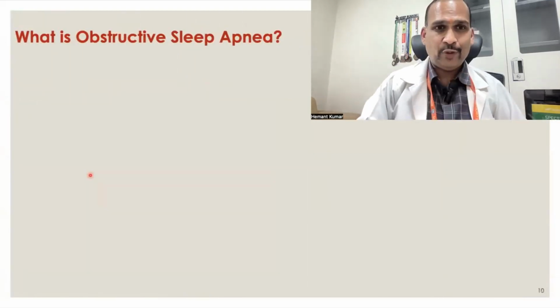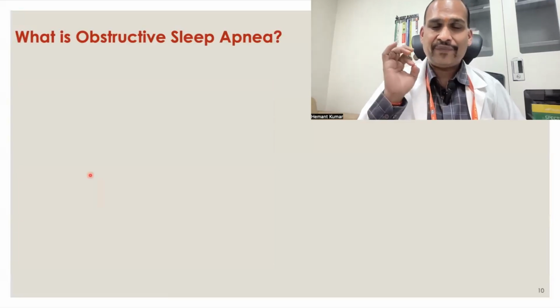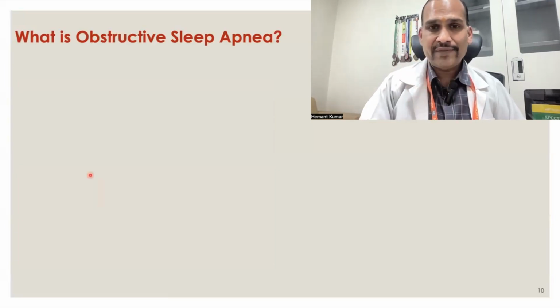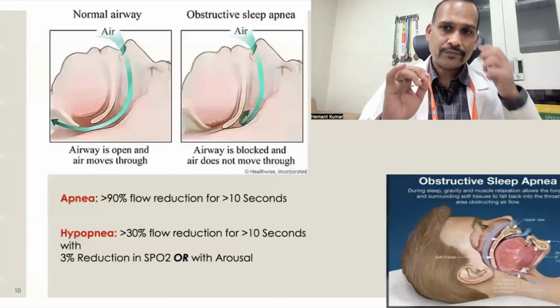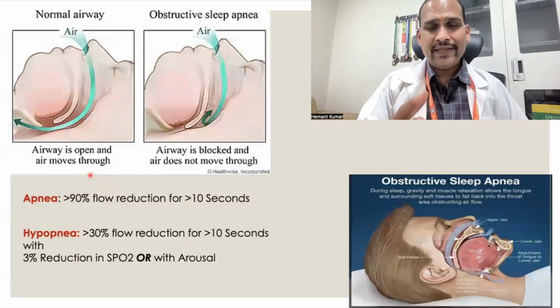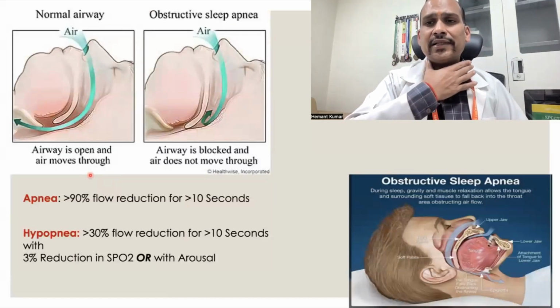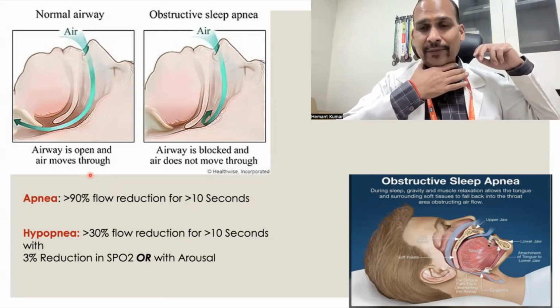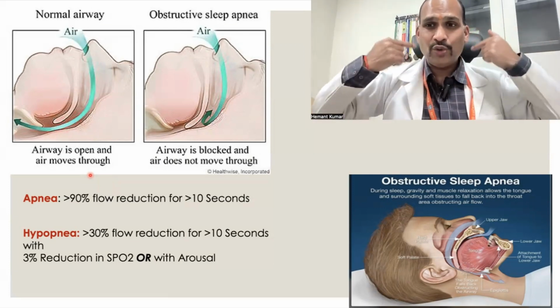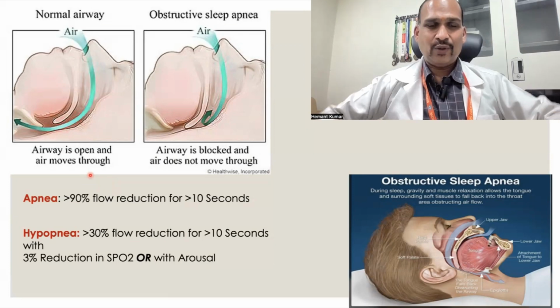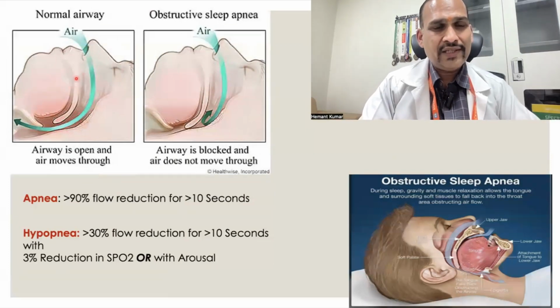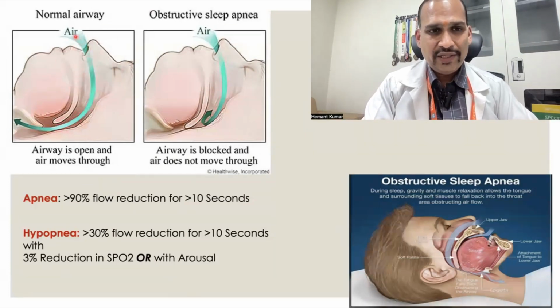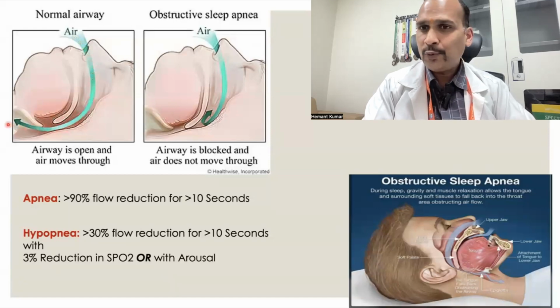Now coming to our topic, obstructive sleep apnea. So what is obstructive sleep apnea? It is like somebody pressing your throat. If somebody is pressing your throat, what will happen? The air will not go inside our lungs. In this figure you can see this is normal. Air goes through the nose, going here, here, here, up to the lungs.